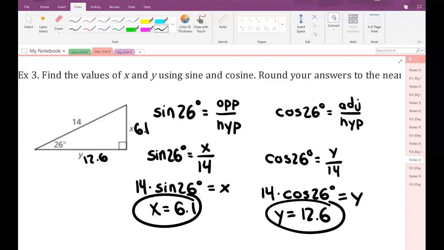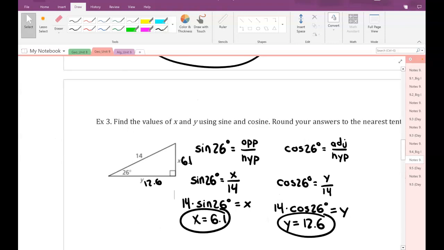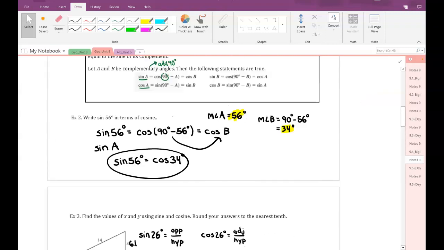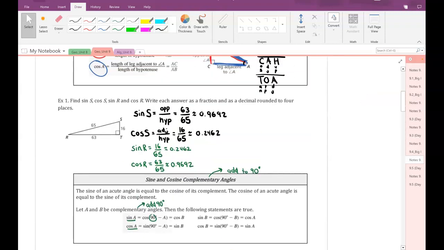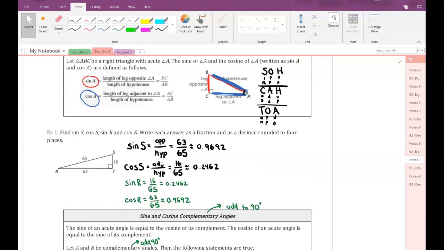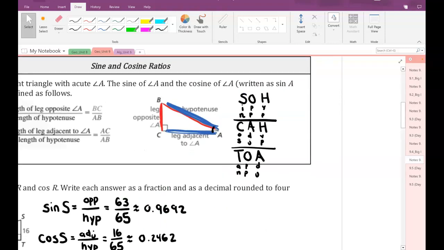So we'll spend a second day on this. Your homework really consists of doing problems like example 3 and example 2. You'll do some just like example 1 where you're writing it as fractions or simplified fractions. But try to remember this mnemonic device. It'll help you a lot if you can commit that to memory.